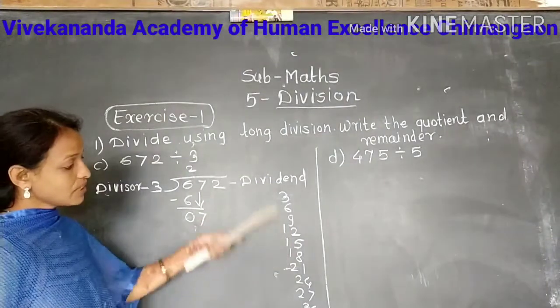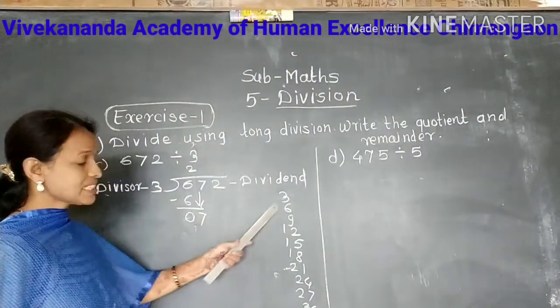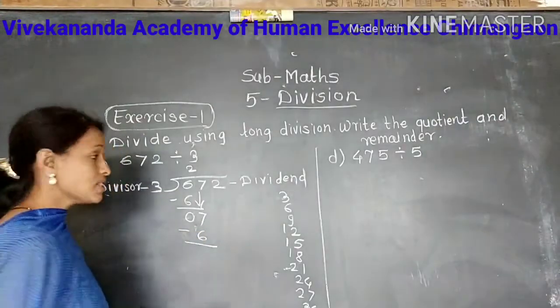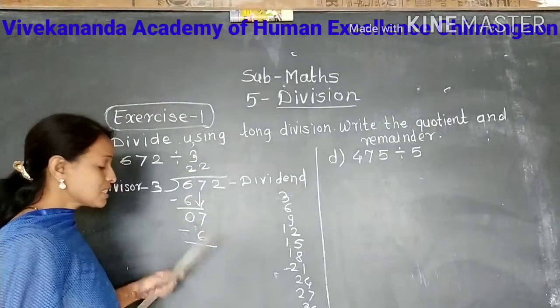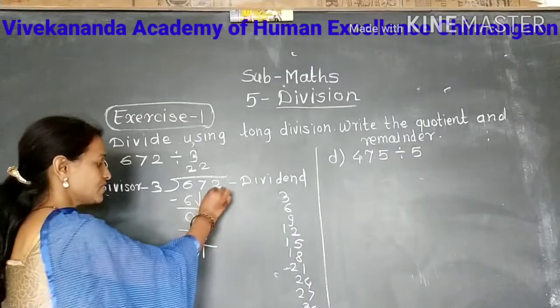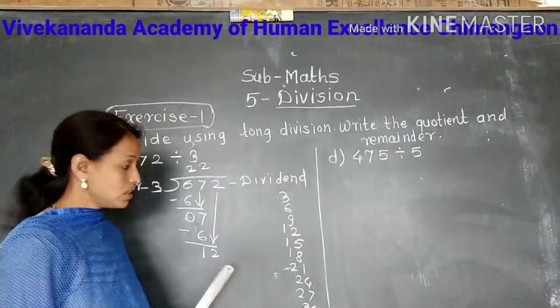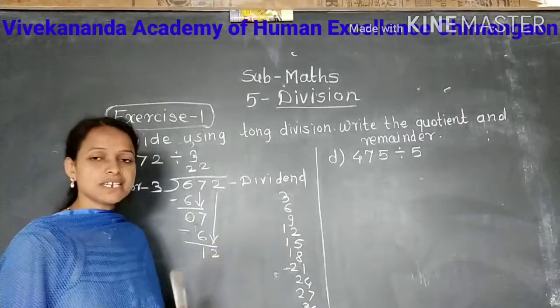7 is not a multiple of 3, but we want less than 7, which is 6. 3 twos are 6. Now subtract 6 from 7. 7 minus 6 is 1. The next digit is 2, so take it below. That makes 12. 12 is a multiple of 3.